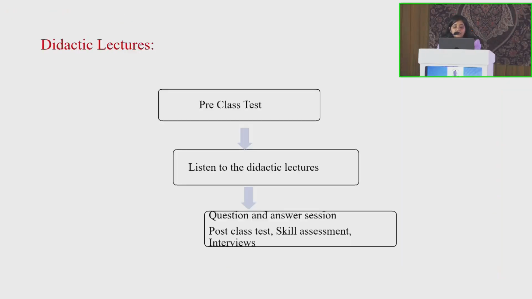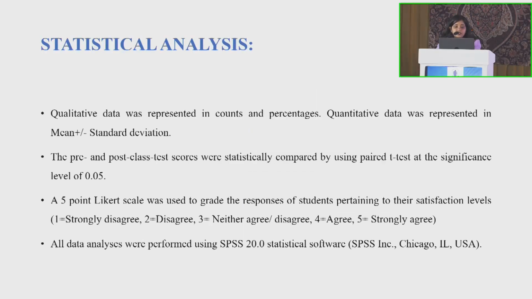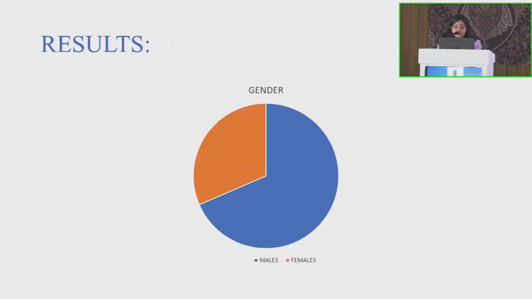Then the didactic lectures, it was just a pre-class test, and you listen to the didactic lectures, and that is followed by a question and answer session, post-class test, and skill assessment. So in statistical analysis, the qualitative data was represented in counts and percentages, quantitative as mean plus standard deviation. So the pre and post-class test scores were statistically compared by using paired t-test at significance level of 0.05. A Likert scale was used to grade the responses, and SPSS 20 was used.